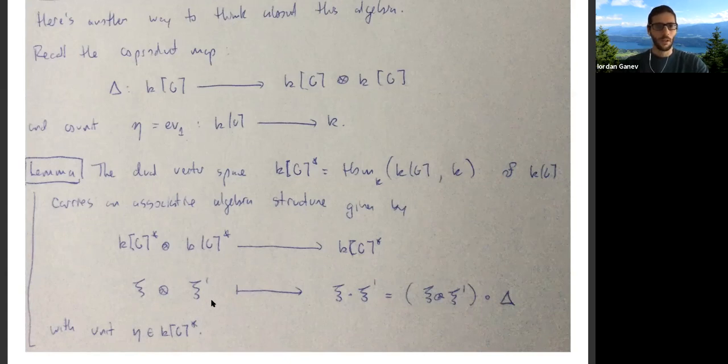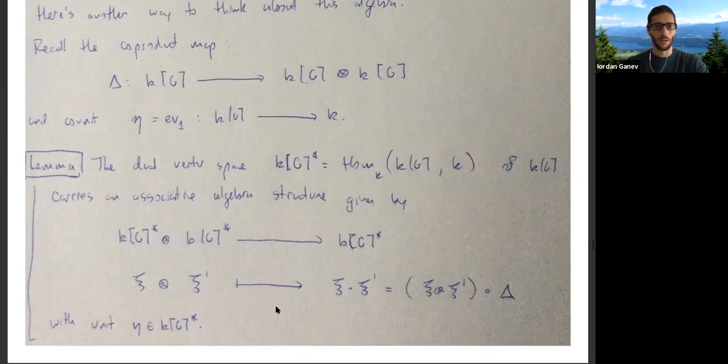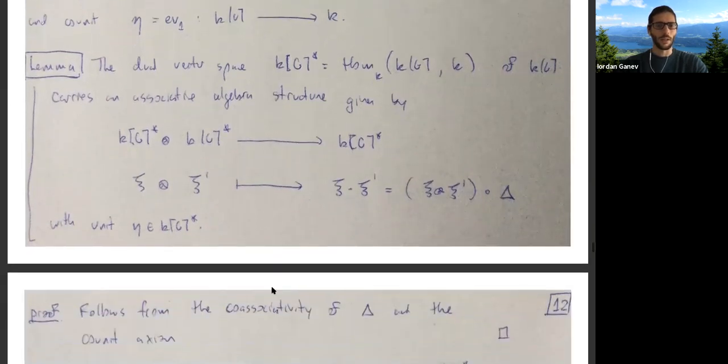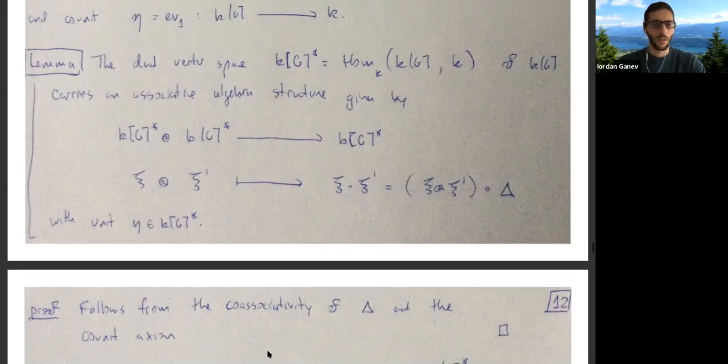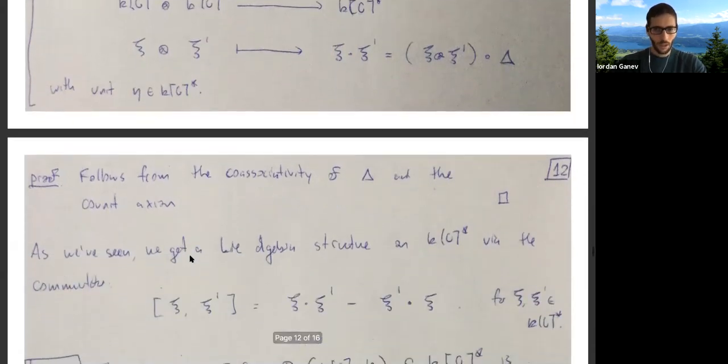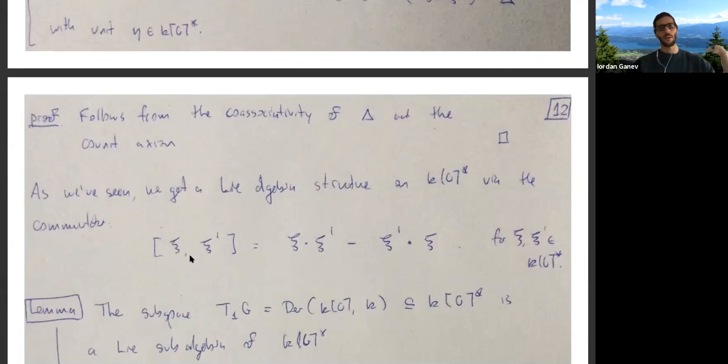Okay, so this is maybe a bit of abstract nonsense. Hopefully it makes some sense at least. The proof is that you need to show this is associative, but that follows quickly because delta is coassociative, and you use the counit axiom to show that this is actually a unit. All right. So we have the dual of the affine algebra of G. This is an associative algebra.